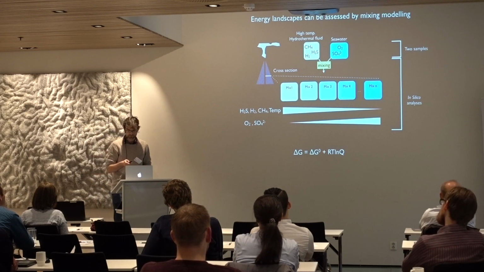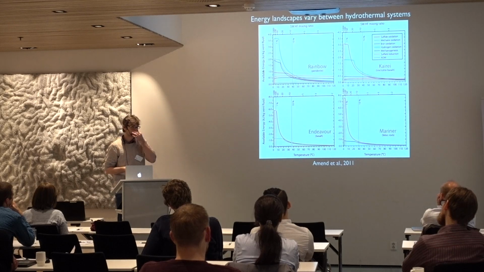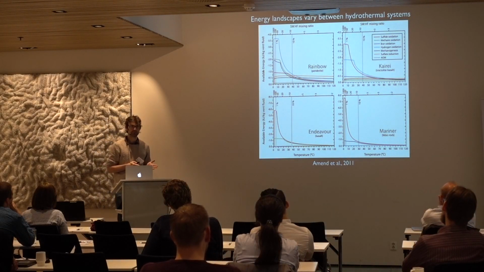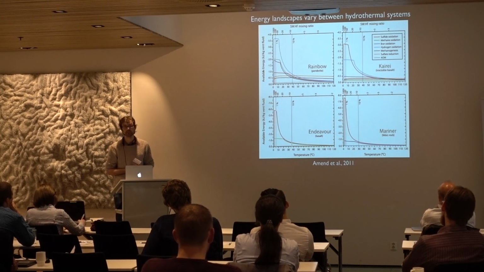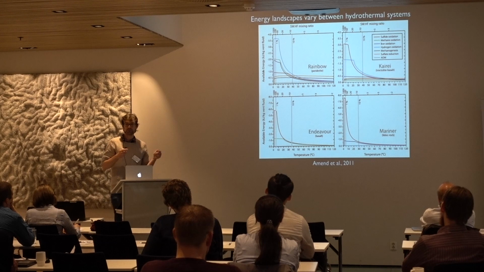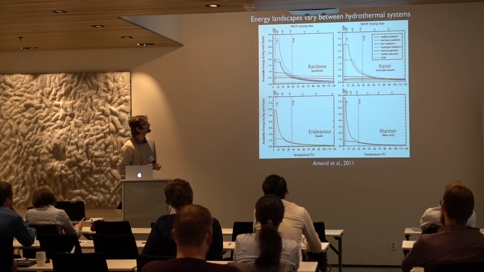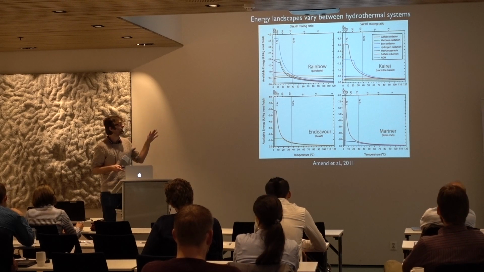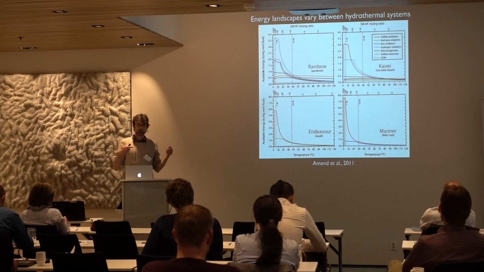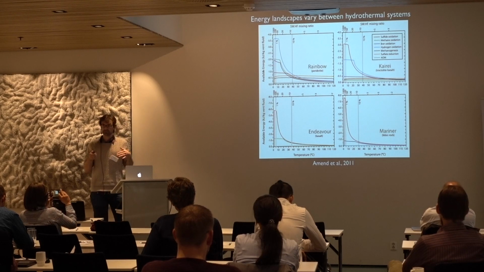So we're not the first to do this. This approach was first used to describe the energy availability in hydrothermal systems in 1997. And this is from a more recent study where they compared different hydrothermal systems and calculated energy landscapes, showing that depending on the chemical or the geological setting of a hydrothermal system, we see large variations in energy landscapes.